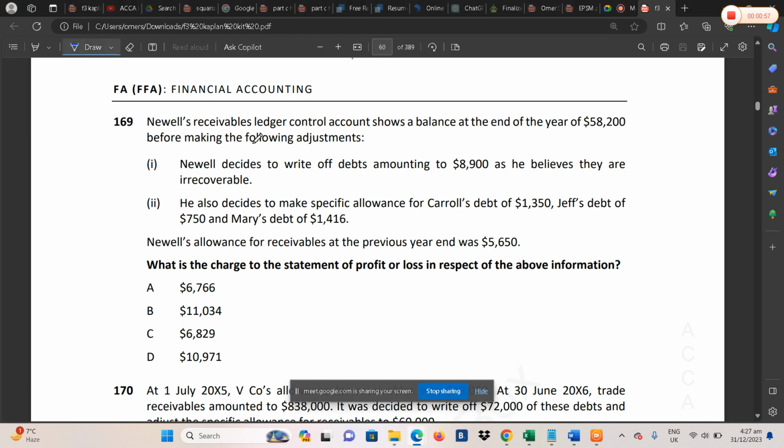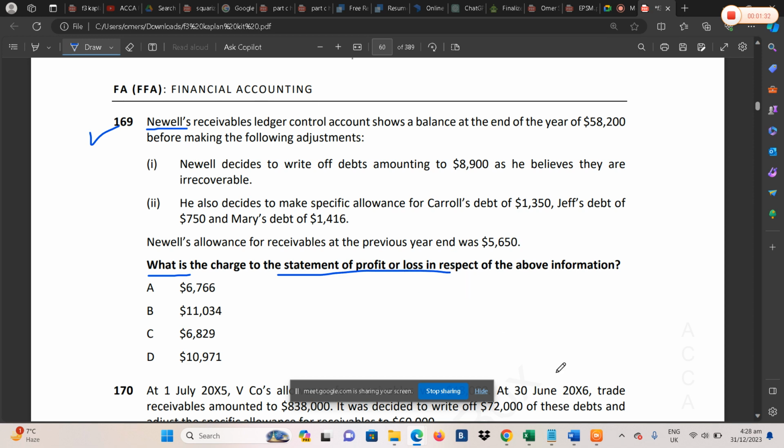So first of all, let's start with question 169. This is the Kaplan kit, and the kit that I have. This is question number 169, Newell receivables. So first of all, for question 169, let's read the requirement. What is the charge to the statement of profit and loss in respect of above information? So they are asking what will we charge in the statement of profit and loss?